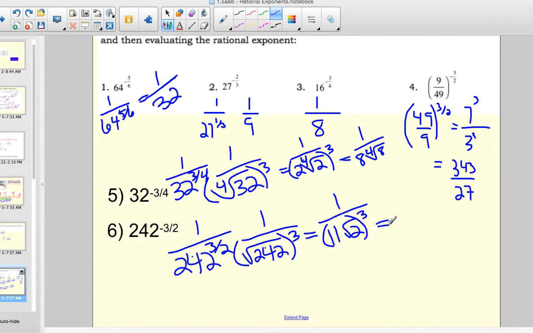So 11 to the 3rd power is 11 times 11 times 11, which is 1331. And then root 2 to the 3rd power is root 2 times root 2 times root 2, which we did before. We got 2 root 2. So times 2 root 2. There we go. So 1331 times 2 is going to be 2662.